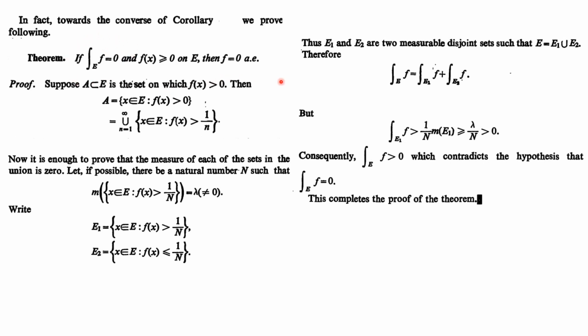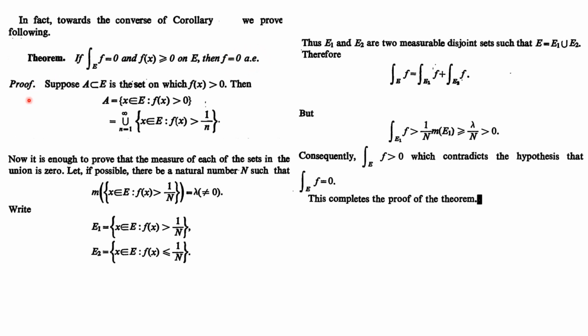Now this is the converse of the above corollary, which says that if the integral of f is 0 and the function is greater than or equal to 0, then f will be 0 almost everywhere on E. So there is one more condition, that the function should be greater than or equal to 0 on E. Only then we can say f is 0 almost everywhere. The statement is clear. Once again, see what is given to us: the integral of f over E is 0 and the function is positive on E. We have to show that f is 0 almost everywhere.